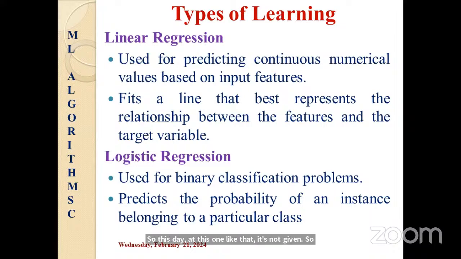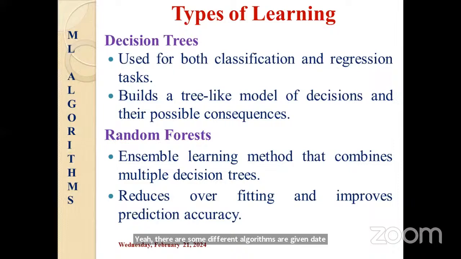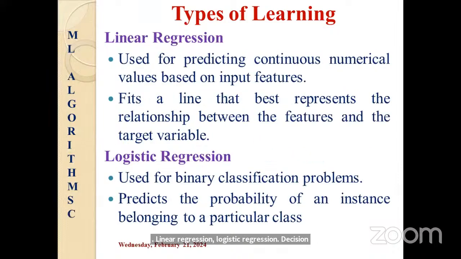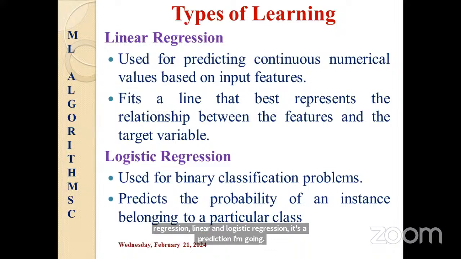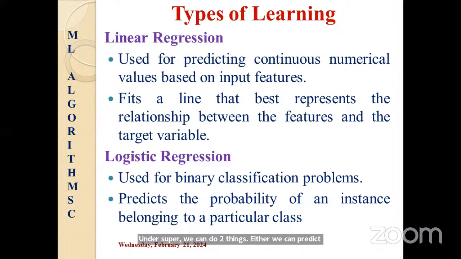Under supervised learning, there are different algorithms: linear regression, logistic regression, decision tree, random forest. These are different types of algorithms you can use under supervised learning. Linear and logistic regression are prediction algorithms. Under supervised learning, we can do two things: either predict or classify. For prediction, I'll give historical data of 10 or 15 years, then give new data and ask you to find the predicted value.